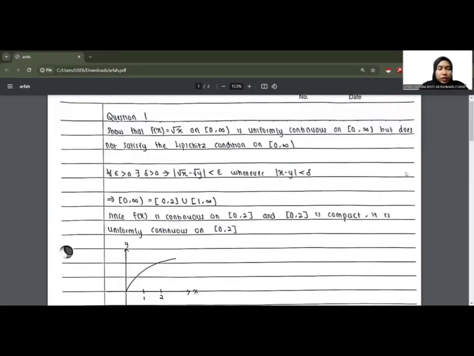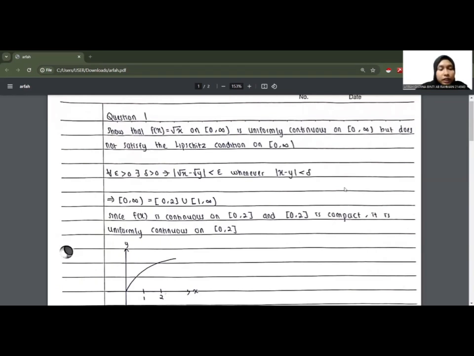Okay, for question number 1, we want to show that f(x) equal to square root of x on [0, infinity) is uniformly continuous on [0, infinity), but does not satisfy the Lipschitz condition on [0, infinity). So first of all, we show the definition. For all epsilon greater than 0, there exists delta greater than 0, such that |square root of x minus square root of y| is less than epsilon whenever |x minus y| is less than delta.